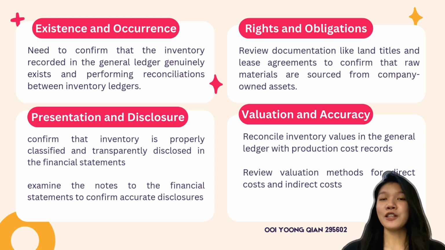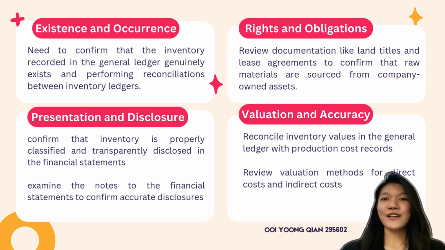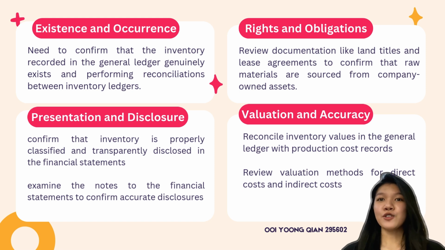Second is rights and obligations. Auditors should review documentation like the land titles and also lease agreements to confirm the raw materials are sourced from company-owned assets. Next is valuation and accuracy. Auditors should reconcile the inventory value in the general ledger with production costs to prevent overvaluation.